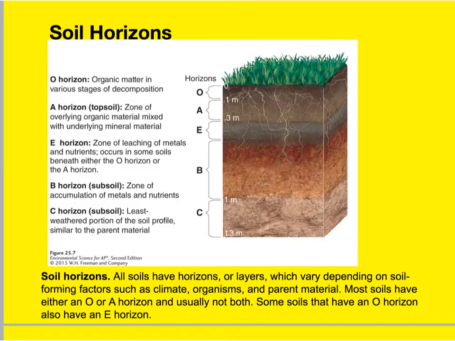All soils have horizons or layers, and they can vary in size and thickness depending upon where you're at. And soil formation factors and climate also contribute to the depths of each of these horizons. You also have to consider, like we said, organisms, and then of course the parent material we started with in the first place. Most soils have either an O or an A horizon, but not usually both. And some soils that have an O horizon also have an E horizon, and so they're often married together.